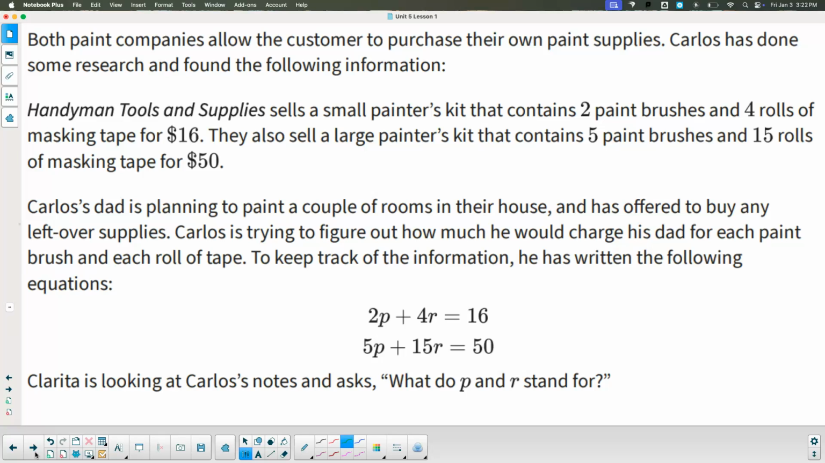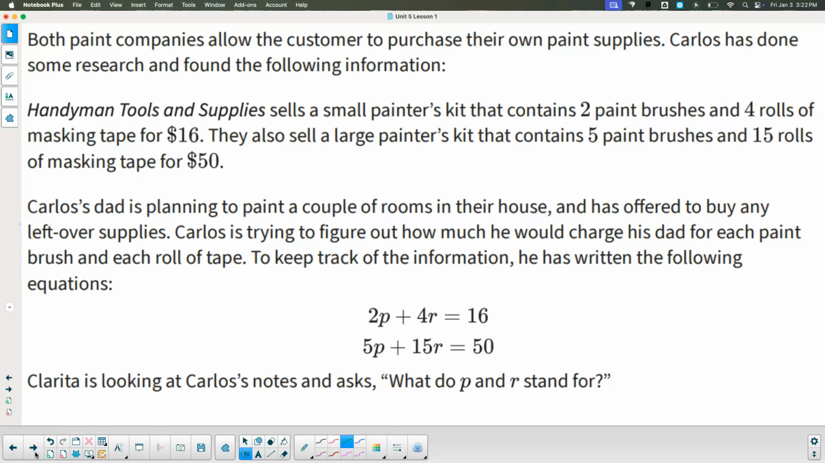Both paint companies allow the customer to purchase their own paint and supply. Carlos has done some research and found the following information. Handyman Tool and Supply sells a small painter's kit that contains 2 paint brushes and 4 rolls of masking tape for $16. They also sell a large painter's kit that contains 5 paint brushes and 15 rolls of masking tape for $50. Carlos's dad is planning to paint a couple of rooms in their house and has offered to buy any leftover supplies. Carlos is trying to figure out how much he would charge his dad for each paintbrush and each roll of tape.